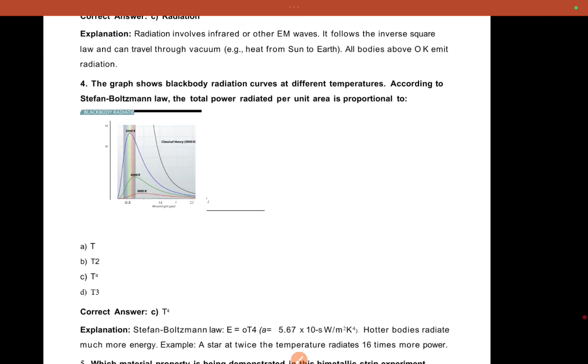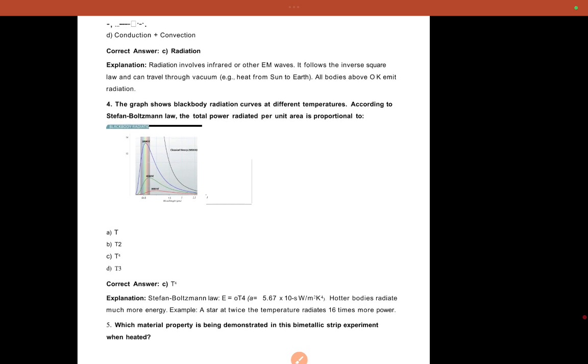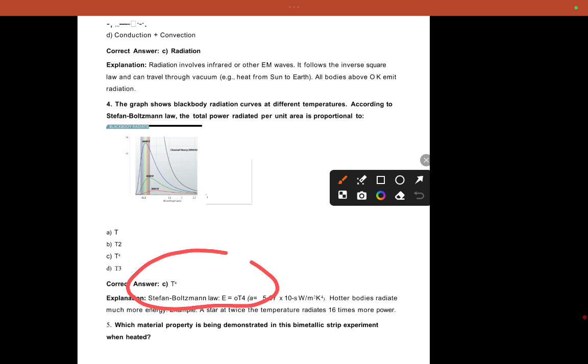As we have a condition, wavelength is inversely proportional to temperature. According to the condition, the total power radiated per unit area is proportional to sigma T to the power 4. This is the Stefan-Boltzmann equation. You can take that as A equal to sigma T to the power of 4.